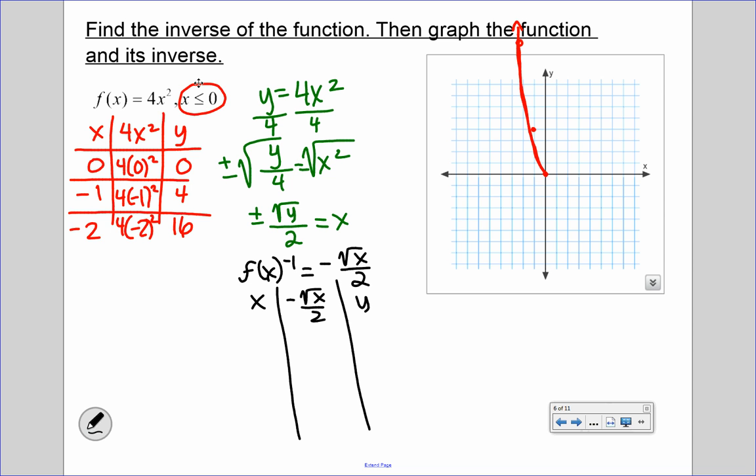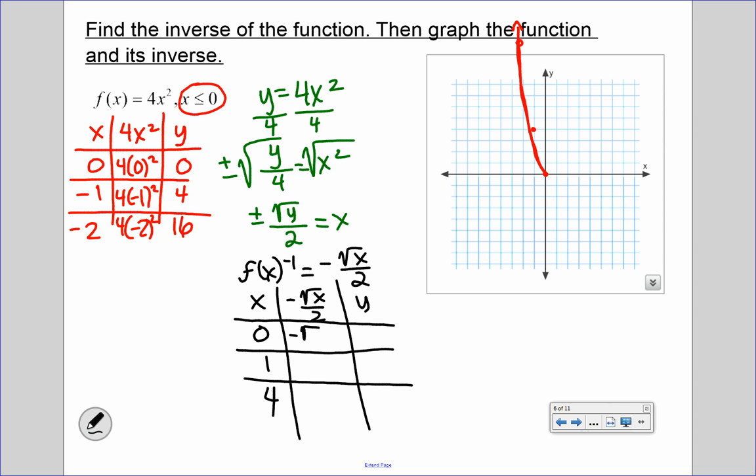Now be careful when you plug in, because we don't have negative values for the x this time, we have them for the y. We only can plug in positive values for x because we have a square root. So we're going to plug in positive numbers. I'm going to try 0, I'm going to do 1, and I'm going to do 4.